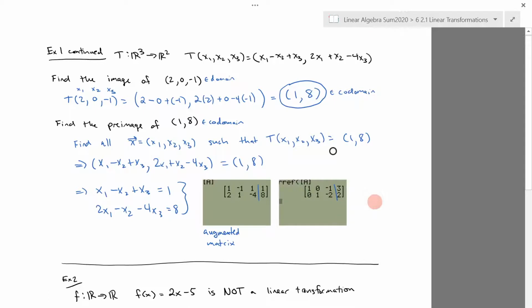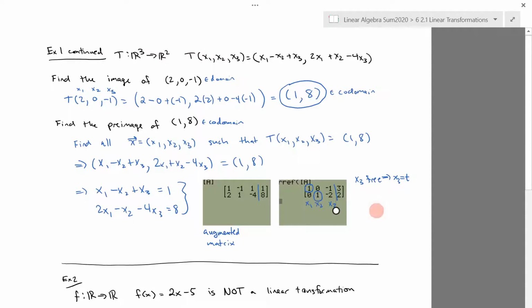Right, so we first locate the leading ones, right? So first row, leading entry is here. Second row, leading entry is here. So this column is for x1, this column's for x2, this column's for x3. Right, so the column for x3 doesn't have a leading one, so that means that x3 is a free variable, which we can parameterize as t.